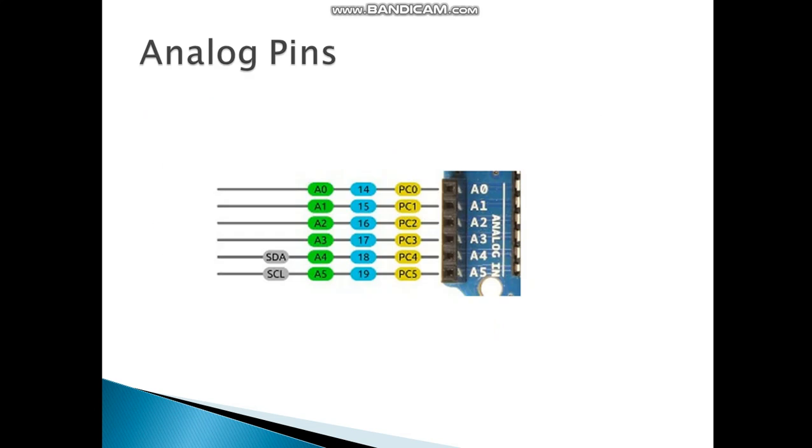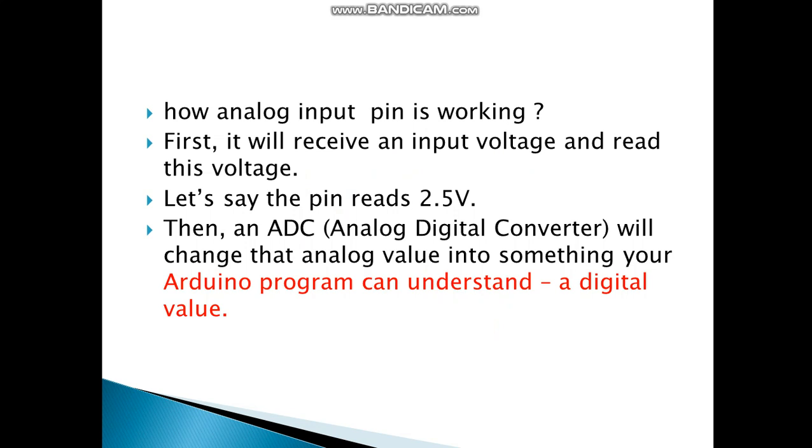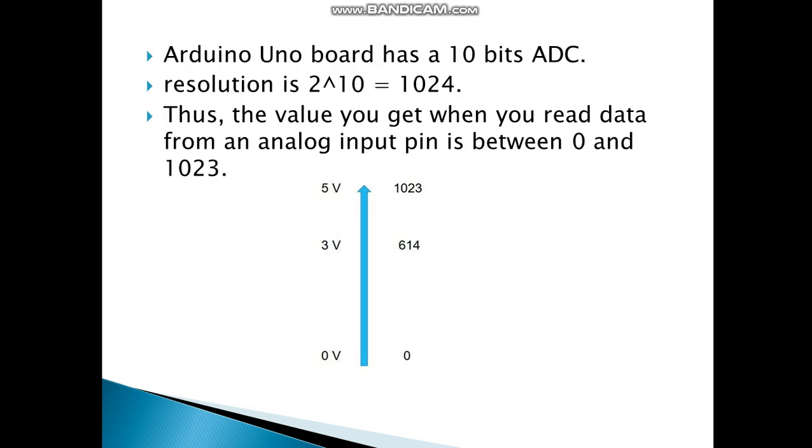Then next, let's see about the analog pins. There are 6 analog pins: A0, A1, A2, A3, A4, A5. How do analog pins work? First, it will receive the input voltage and read the voltage. Let's say the pin reads 2.5 volt. Then the ADC, analog to digital converter, will change the analog value into something your Arduino program can understand, a digital value. The Arduino board has a 10-bit ADC. The resolution is 2 power 10 equal to 1024, and thus the value you get when you read the data from the analog input pin is between 0 and 1023.